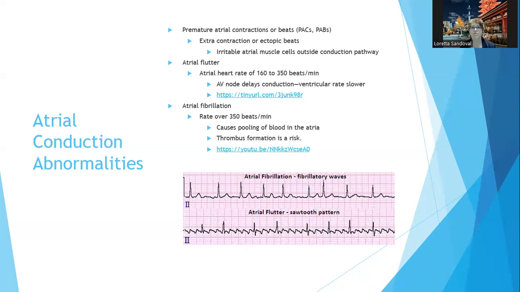So atrial fibrillation, or sometimes it's called AFib, is an atrial rate of over 350 beats per minute. It causes pooling of blood in the atria because it's going so fast, it doesn't have time to shoot that blood out into the ventricles. There's a risk of thrombus formation because it causes turbulence in the blood that's in the atria. And so your atria can throw a clot and, depending on whether it's the right or the left atria, it can go into your pulmonary or your systemic circulation, and that could be a problem.